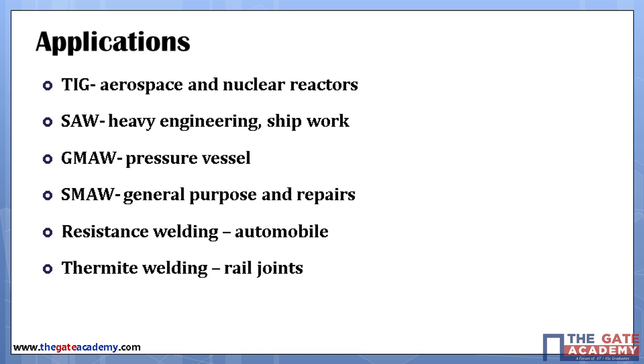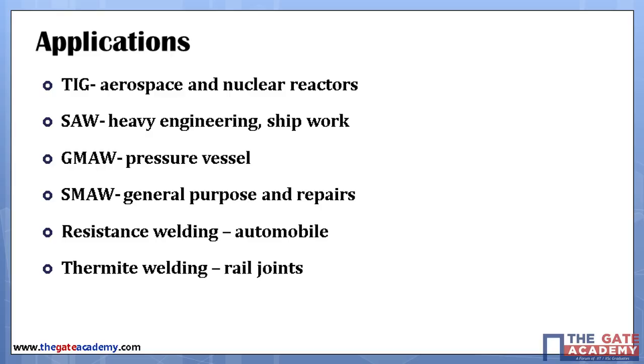Now we will move to another slide that you can see on your screen, which is known as the applications. Let me give you a little idea of how many kinds of welding processes there are. Firstly, you will get to know which welding technique is used in which kind of industry and why. So you can see TIG welding, which is tungsten inert gas welding. You must be aware of that. It is extensively used for the aerospace industry and nuclear reactors.